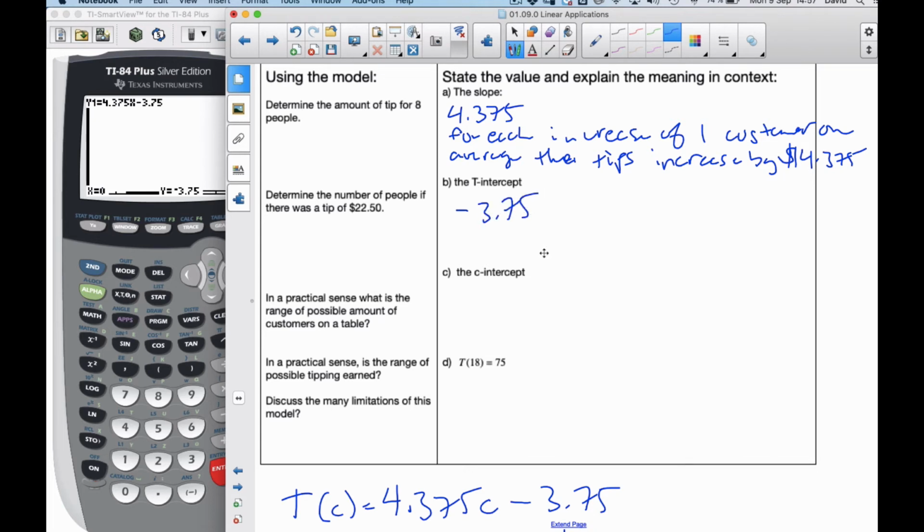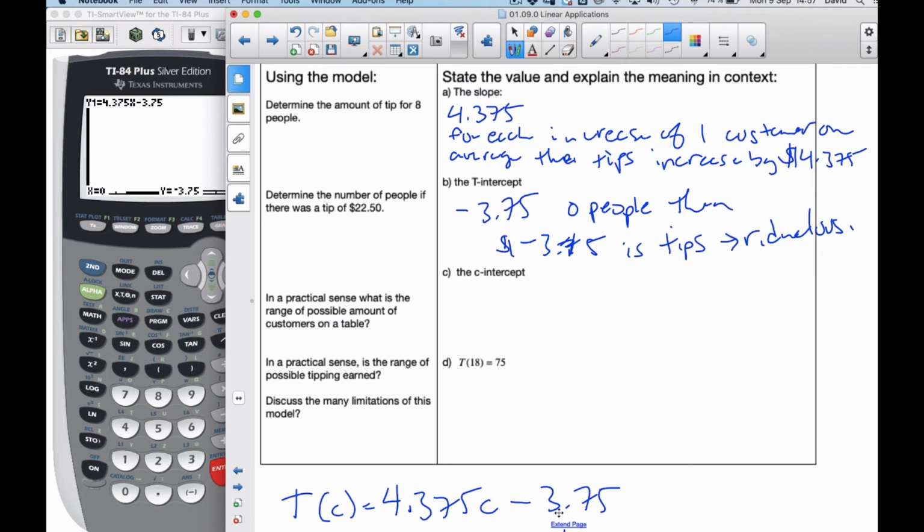And what that means is that if there are 0 people or customers, then negative $3.75 is expected in tips, which I know is ridiculous. Okay, but that's what it means. And oftentimes the y-intercept, or the t-intercept in this case, doesn't make any sense.